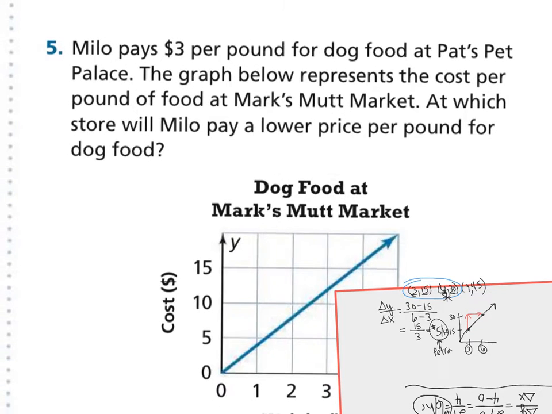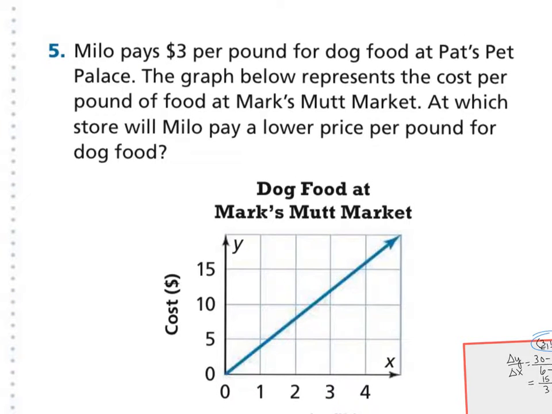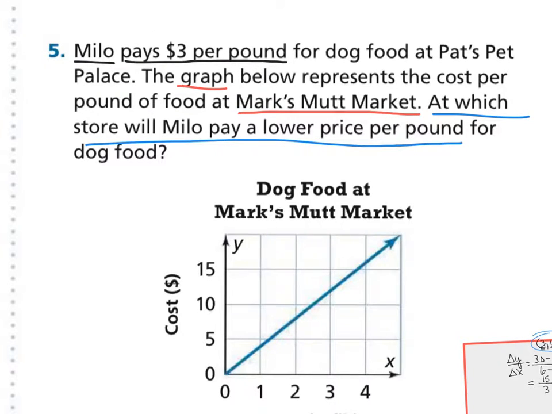So if we look at number 5, it says Milo pays $3 per pound for dog food at Pat's Pet Palace. The graph below represents the cost per pound of food at Mark's Mutt Market. At which store will Milo pay a lower price per pound for the dog food? Okay, so which place is going to be a better deal? The one they already told us, so that's nice. $3 per pound. That was for Pat's Pet Palace.